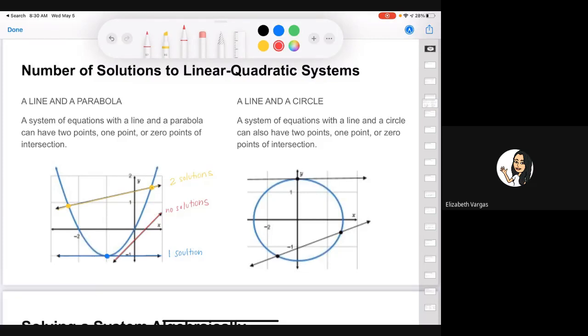Okay, here's an example of a line and a circle. It says a system of equations with a line and a circle can also have 2 points, 1 point, or 0 points of intersection. So we can look at these. This line right here has 1 point of intersection. It intersects that circle 1 time, so we would say that has one solution.